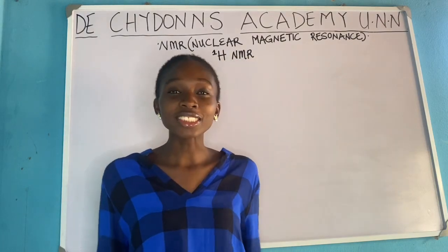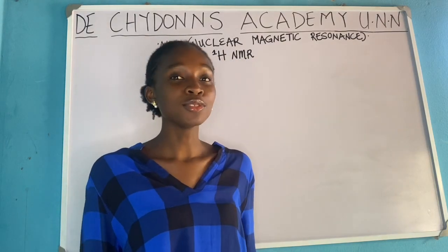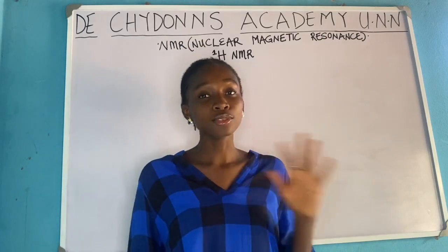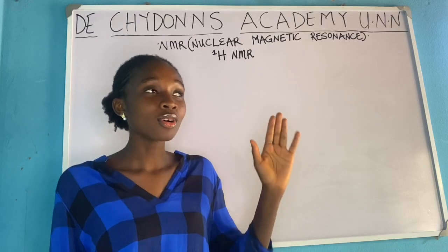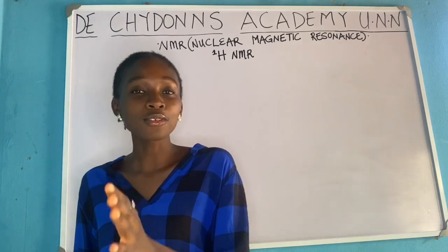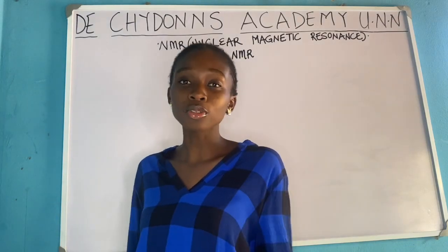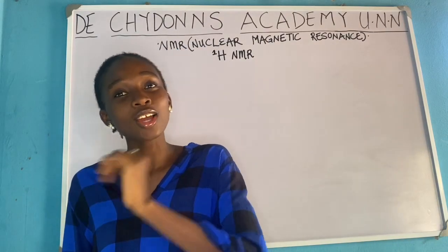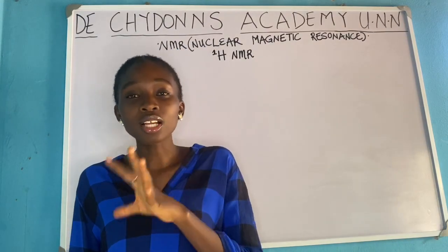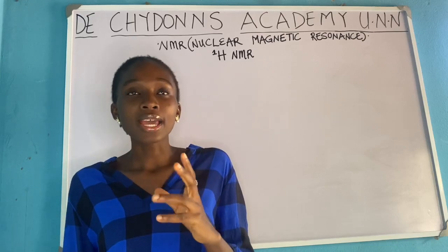NMR is used to study a wide variety of nuclei. When I talk about nuclei, I mean atomic nuclei. We all know our periodic table: hydrogen, helium, lithium, beryllium, and we go all the way to the first 20 if you're in secondary school, and then they tell you the first 30 if you're in university. Well, you can study the particular characteristics of these nuclei by NMR.